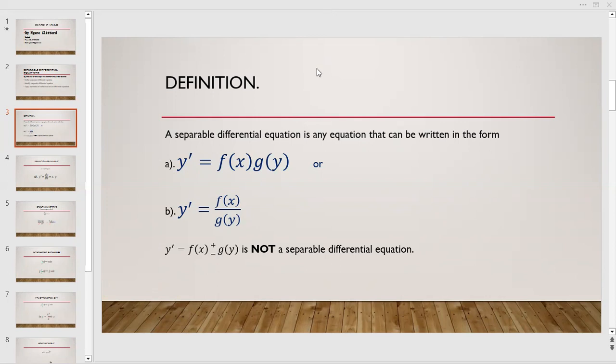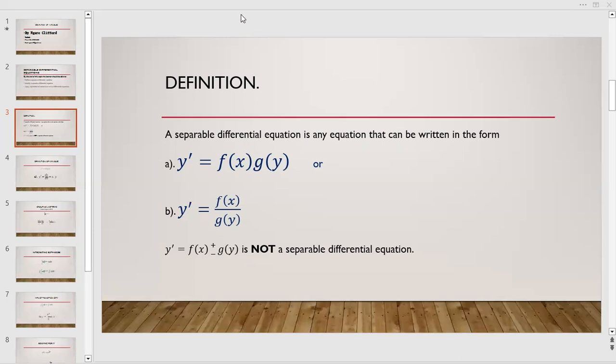Okay, can you read for us the last statement? Y prime is equals to f of x plus or minus g of y is not a separable differential equation. Can you tell us why? Who can tell us why that is not a separable differential equation? It's not a separable differential equation because, as you can see, the f of x and g of y are on one side.